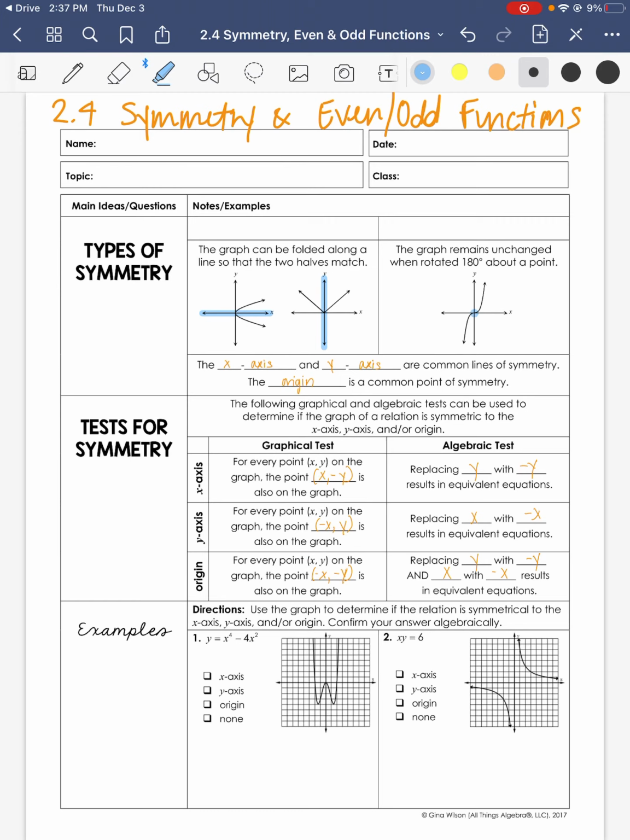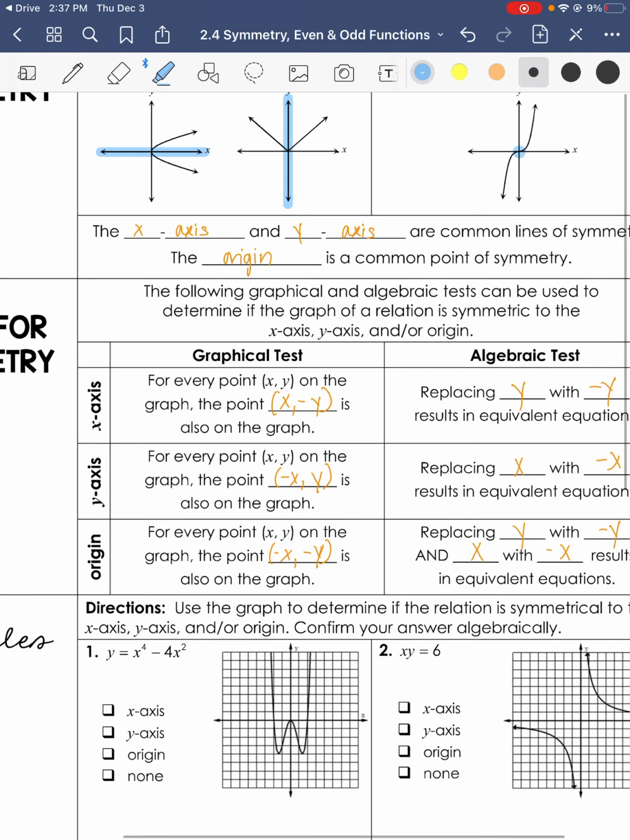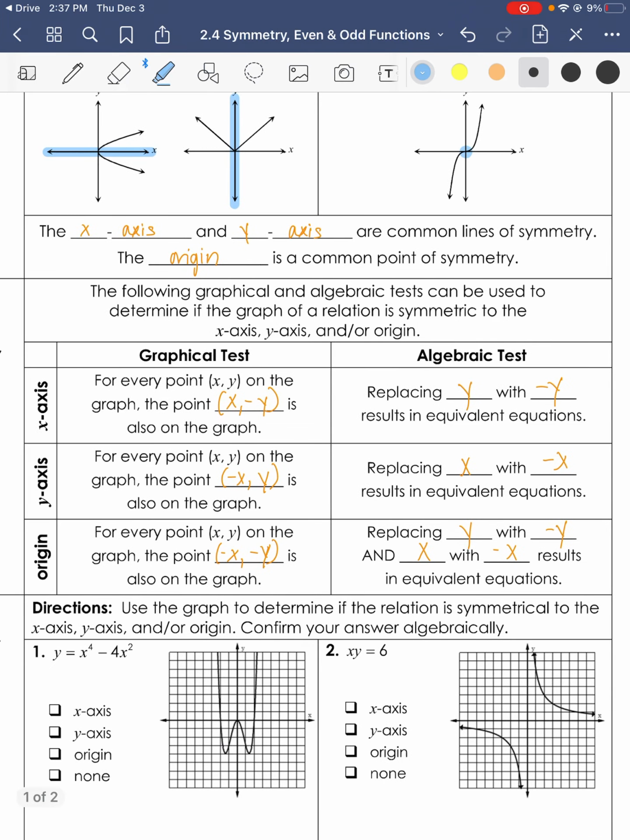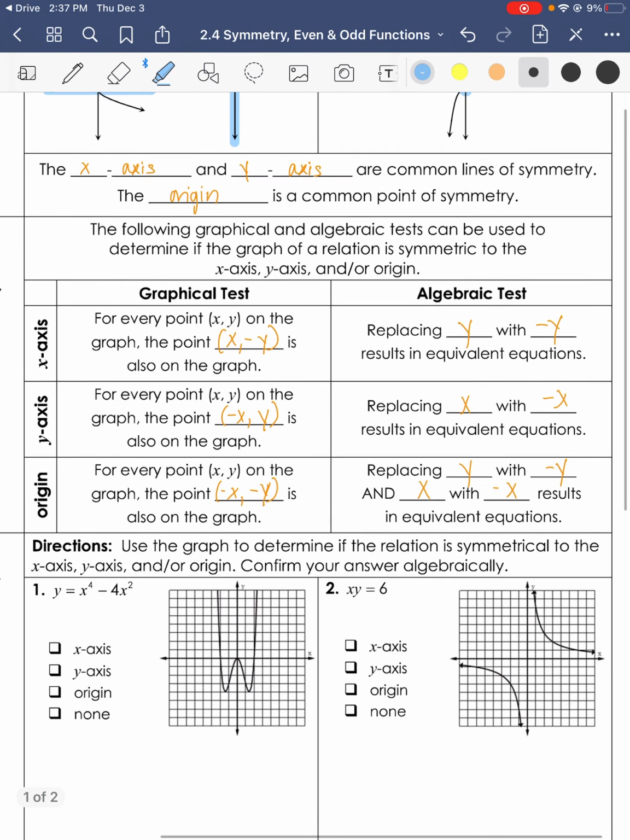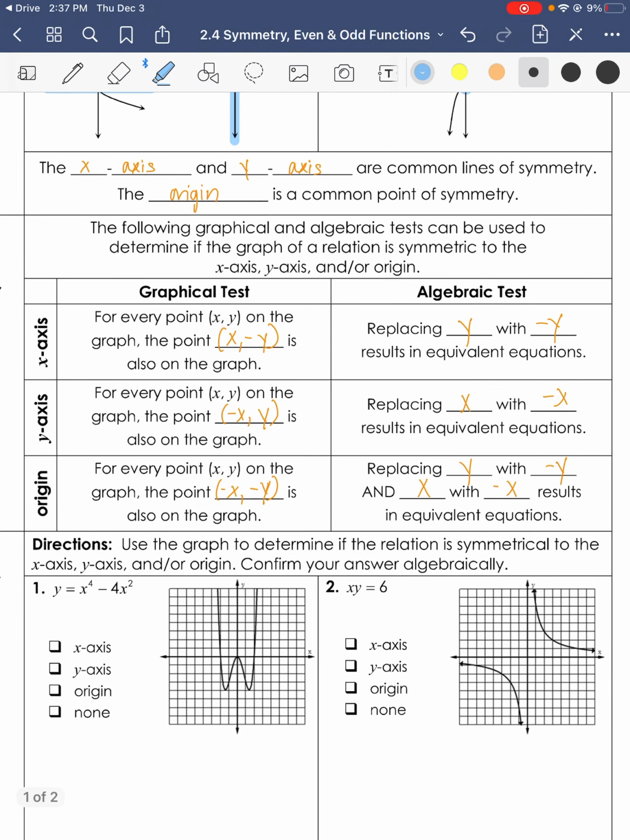So we're going to look at how to test graphs for symmetry, looking at the graph and then looking at it algebraically, and then we'll do some practice here. The following graphical and algebraic tests can be used to determine if the graph of a relation is symmetric to the x-axis, y-axis, and/or origin. So it can be either one or the other, or it can be about the origin.